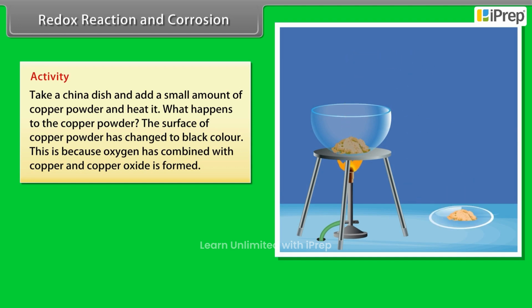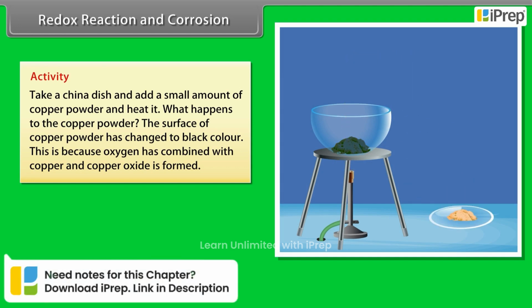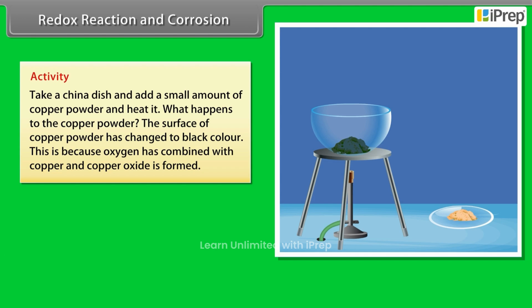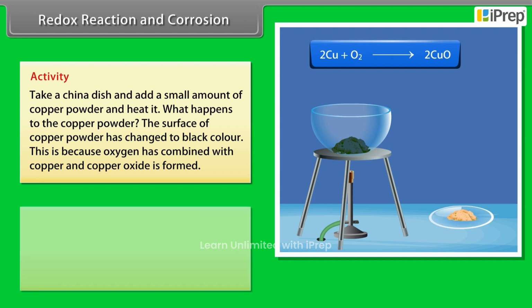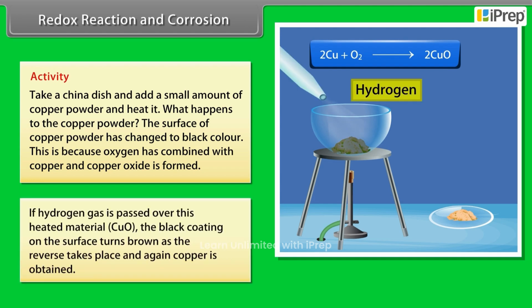What happens to copper powder? The surface of copper powder has changed to black color. This is because oxygen has combined with copper and copper oxide is formed. If hydrogen gas is passed over this heated material, CuO, the black coating on the surface turns brown as the reverse takes place and again copper is obtained.